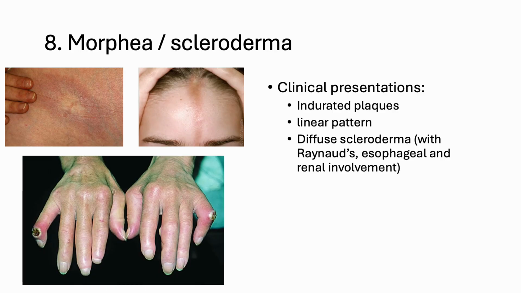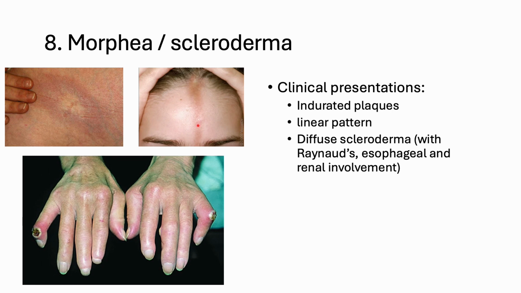Now, let's go to the connective tissue disorders. The first disorder in this category is morphea/scleroderma. What's the difference between morphea and scleroderma? The answer is that morphea usually means it is localized, whether it is a patch, as in the first picture, or linear, as in the second picture on the forehead. Those we call morphea.